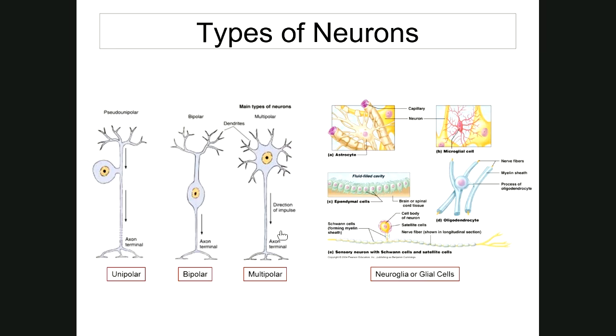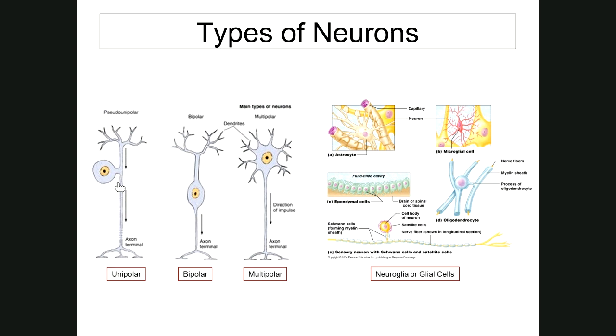Number one is unipolar. Unipolar has one extension from the cell body, and there it is right there, one extension coming off the cell body, which divides into two branches. One of the branches acts as an axon, and the other acts as a dendrite. Axons convey impulses away from the cell body. Dendrites conduct impulses toward the cell body. So up here at the top, that's going to be a dendrite. The one after the branch, this is an axon, taking the impulse away.